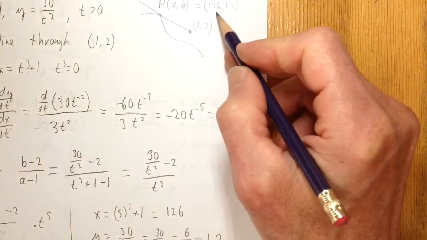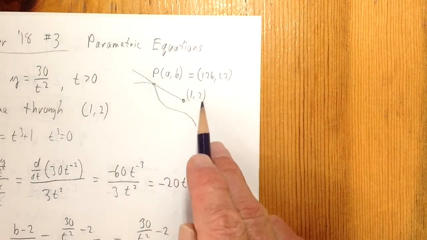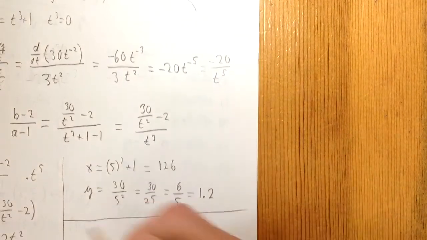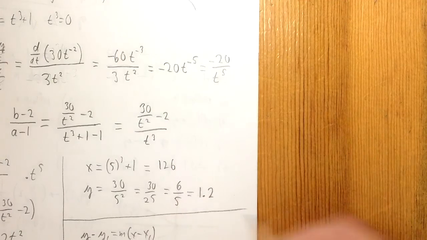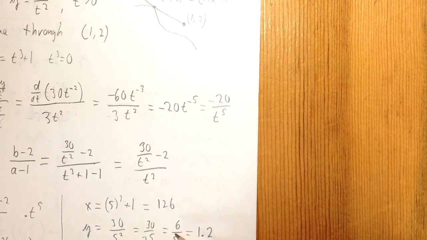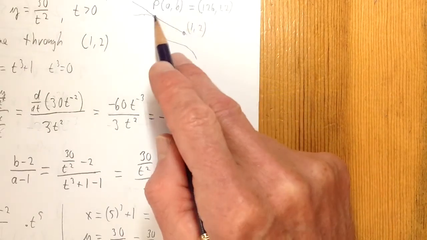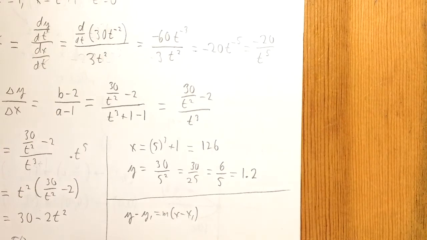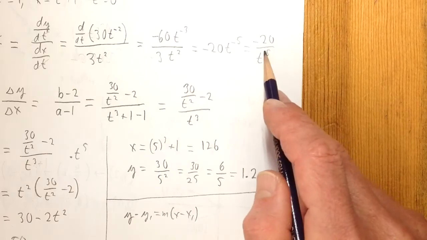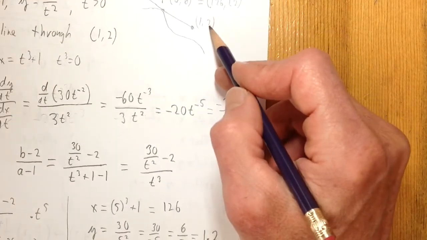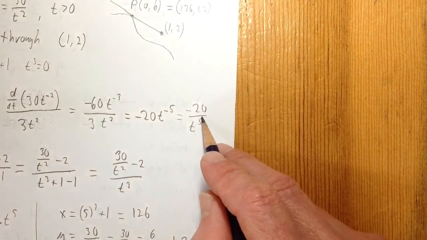So what is the line between those 2 points? Sorry, you can read that now. We want to know the line between 126, 1.2 and 1, 2. So now we use our y minus y1 equals m times x minus x1. The slope at t equals 5, we could figure it out a couple different ways. We already know the slope at t equals 5. We have a formula for it. What's our easiest formula? This is probably the easiest one, right? We could also do change in y over change in x, but we already have a formula here. So the slope at any time t is this.